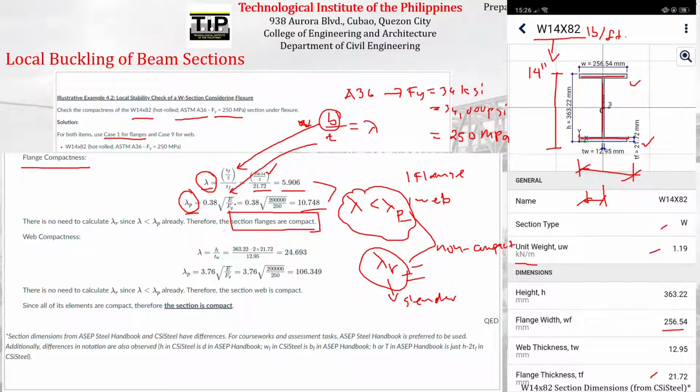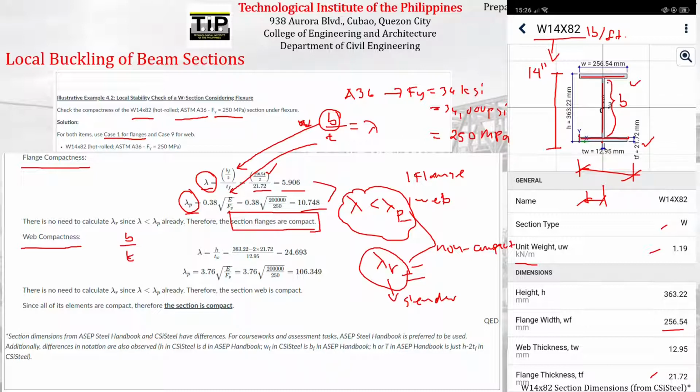Okay, but that is not enough to say that the whole section is compact. We have to check as well the compactness of the web. And again, the formula for the compactness of the web is simply the width over thickness ratio. So we just have to find the width of the web. Take note, the width of the web is just this. It's not the distance from the bottom flange to the top flange. This is the width of the web that we are talking about. So you have to compute for that.